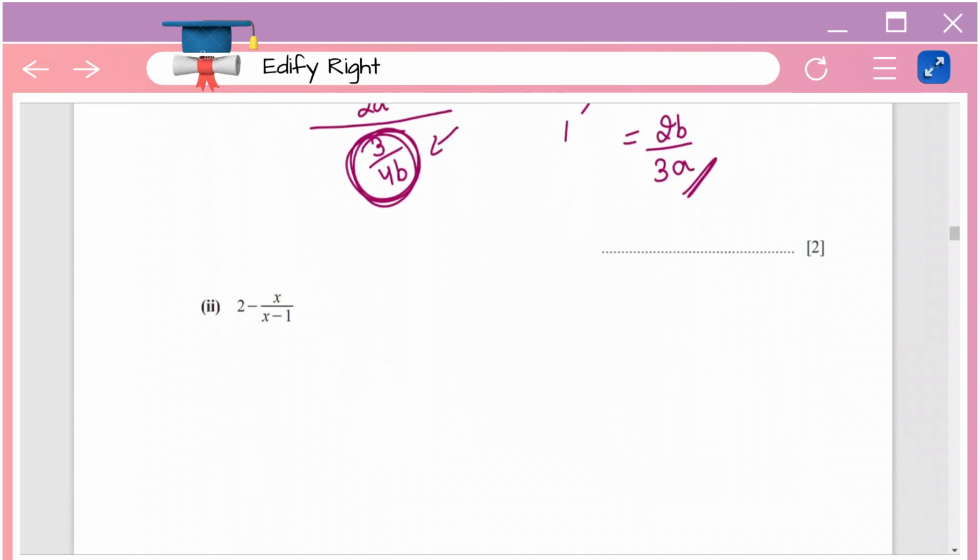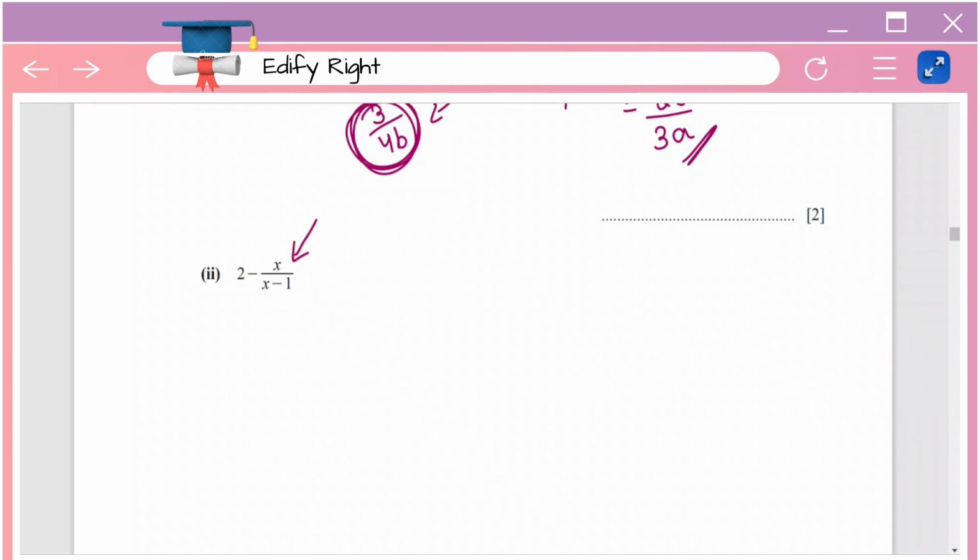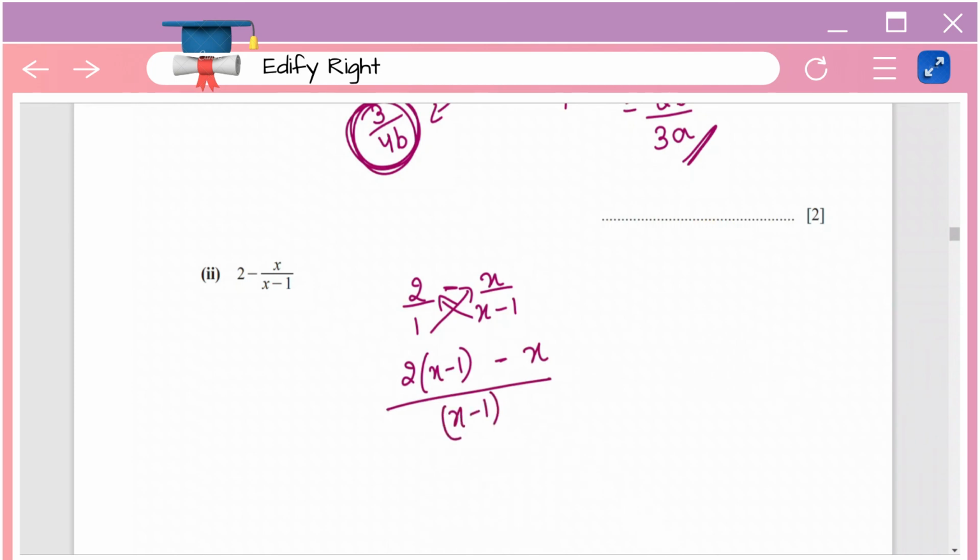Next we have 2 minus x by x minus 1. So here the first thing that you do is cross multiply, of course. Here instead of 2, we can just take 2 by 1 if it's making more sense for you. So it's 2 times x minus 1, minus 1 into x. So that is going to be 2 into x minus 1 minus x upon, in the denominator we have x minus 1, right? So let's just open the brackets over here. We get 2x minus 2 minus x upon x minus 1, and when you simplify this you get x minus 2 upon x minus 1.